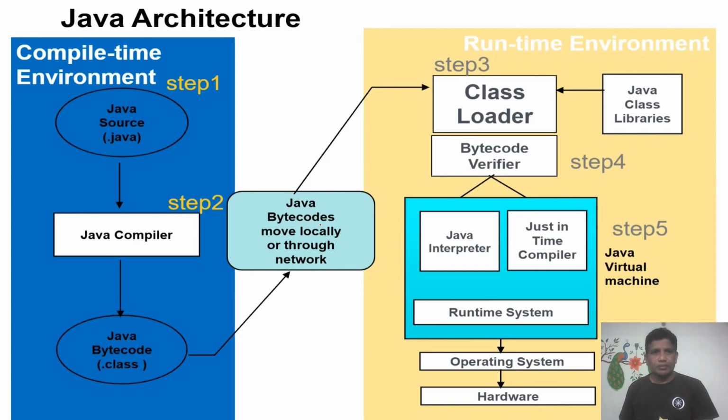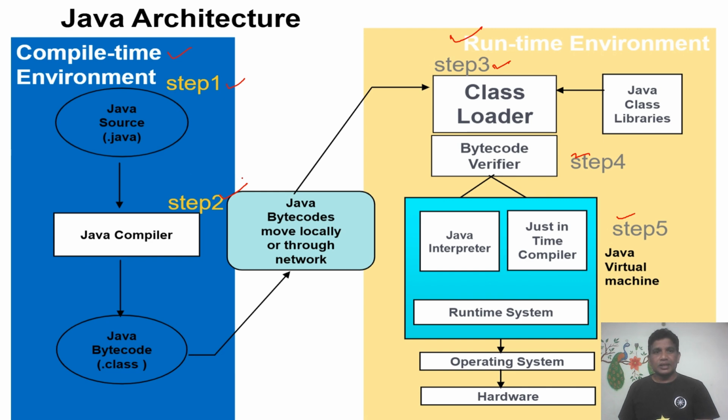Look at this diagram. The Java application is divided into two categories. The first category is the compile time environment. The second category is the runtime environment. In the compile time environment, there are two steps, step 1 and step 2. In the runtime environment, there are three steps, step 3, step 4 and step 5. Then what is step 1 in the compile time environment?